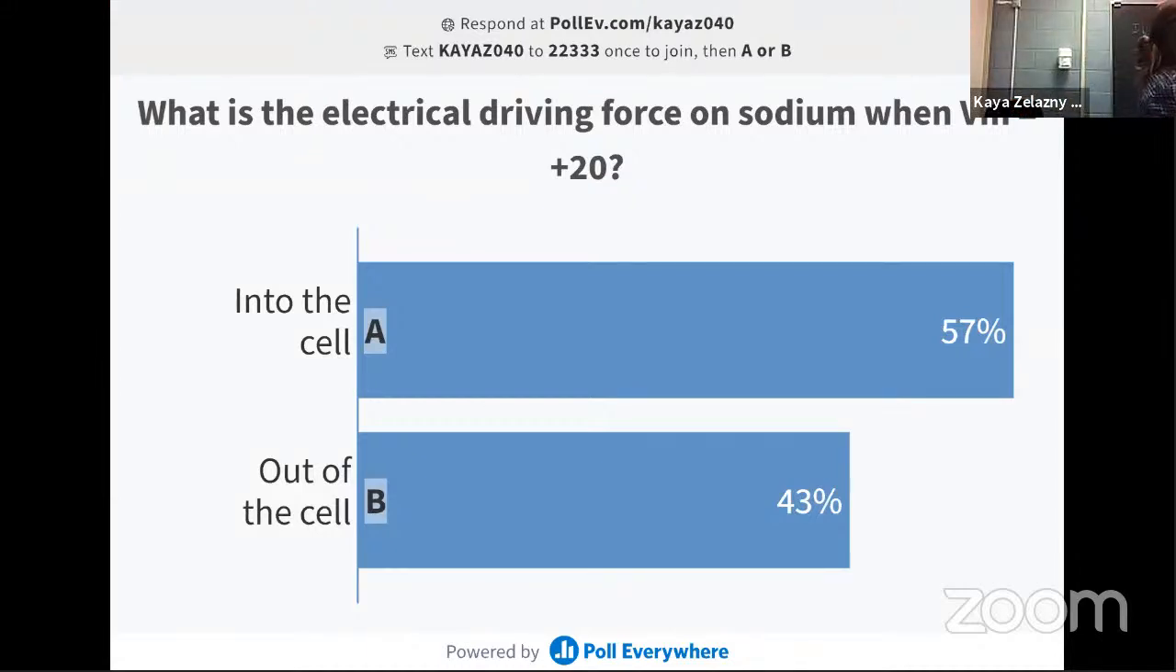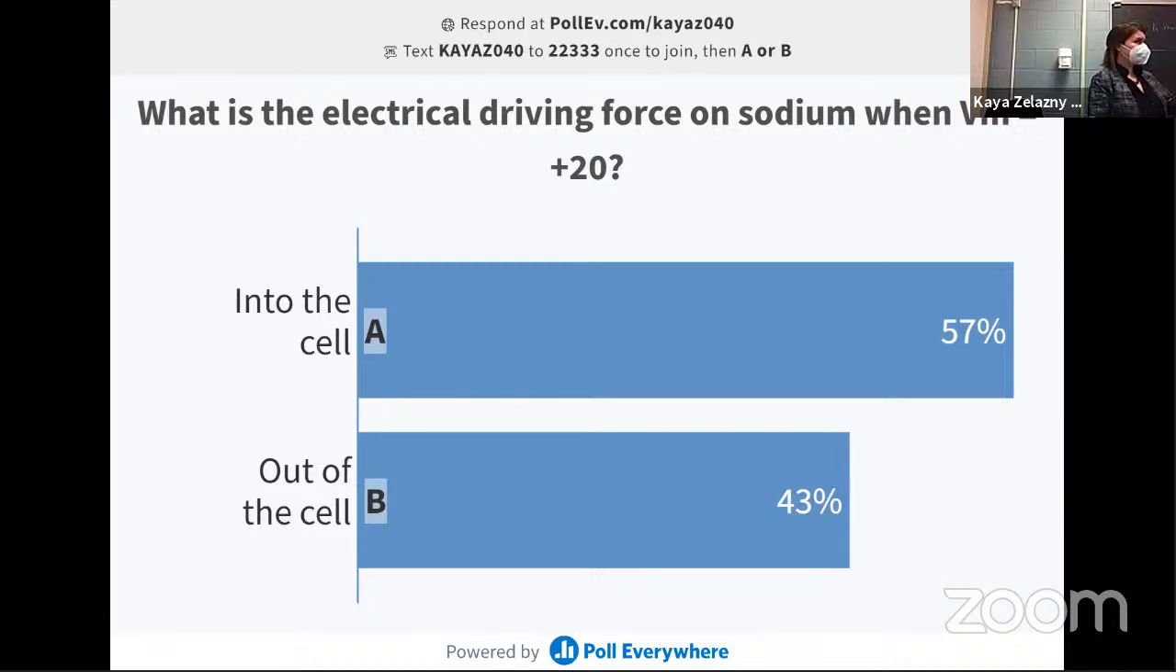So as we move up towards the positive 60, which is our sodium equilibrium potential, when we were in that negative world, our negative charge was attracting those positive sodium ions. So before, we had an inwardly directed electrical driving force. But now that our membrane potential is positive, we're going to be repelling those sodium ions. So the electrical driving force is actually flipped as we get farther up. So this would actually be pointing out of the cell now.